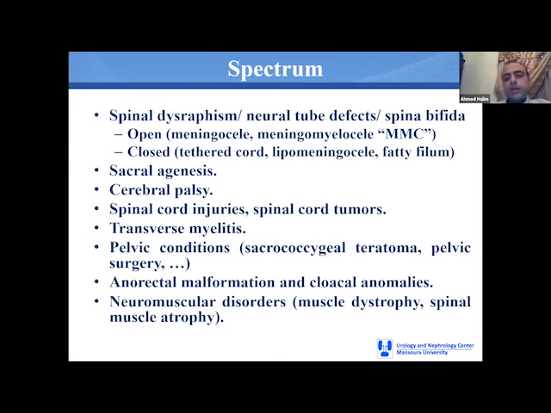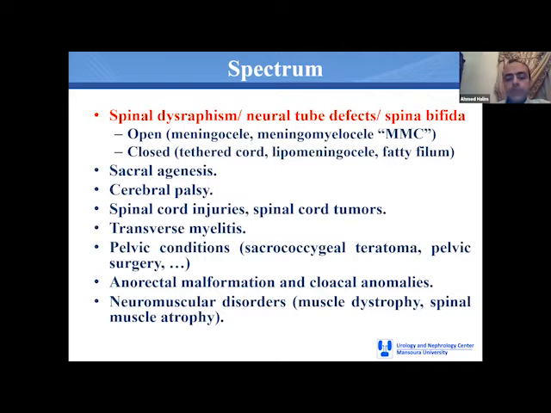As all of you know, neurogenic voiding dysfunction is not a single disease, but rather a group of diseases. These diseases can have different clinical presentations, and each and every one of them can have a different pattern of bladder dysfunction. Even in every single patient, the pattern of bladder dysfunction can change over time. The most common cause of neurogenic bladder dysfunction in children is spina bifida, also known as spinal dysraphism or neural tube defect.